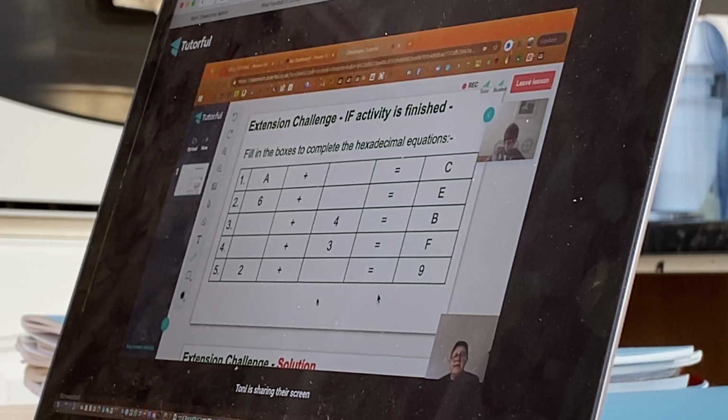So this one is 6 plus something equals E. So what is E in hex? 8. You're a star. You're quick at this. Now what's the next one?